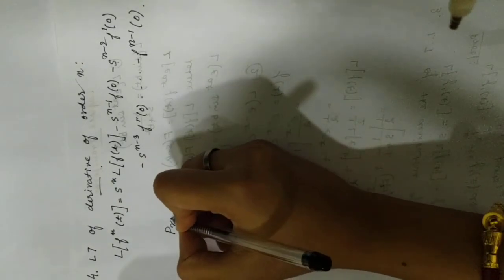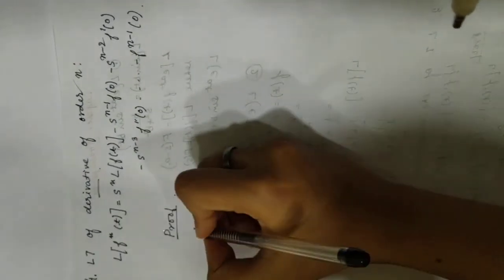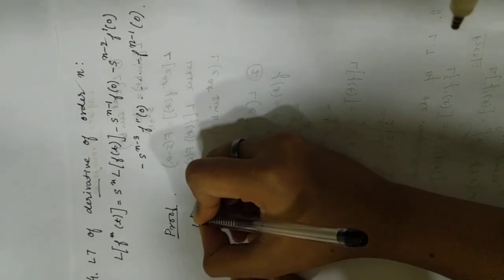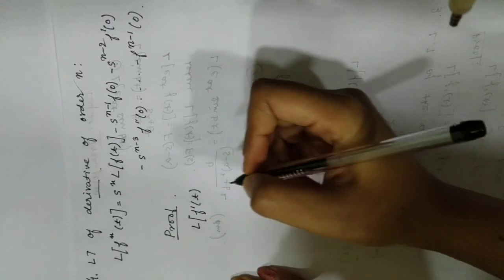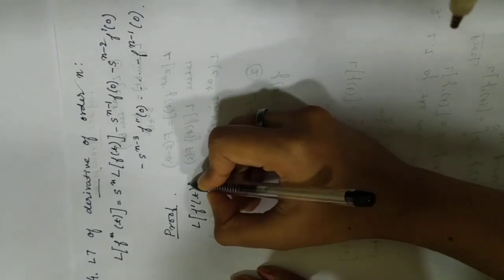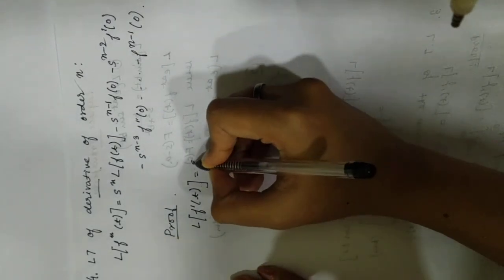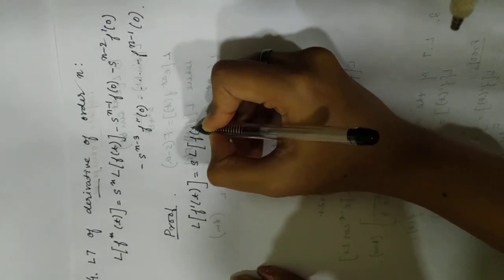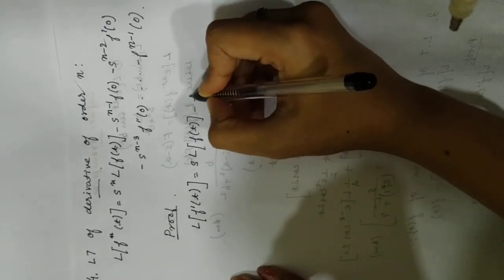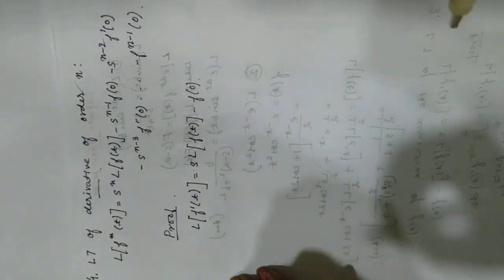So proof. Just now we had proved the Laplace transform of the derivative of a function. It was Laplace transform of derivative of f t. Now I'll go a bit slow. Please try to follow. It is equal to s into Laplace transform of f t minus f0. Right? This is what we have proved just now.